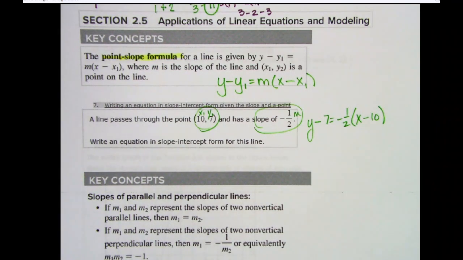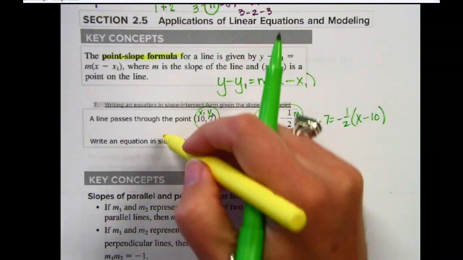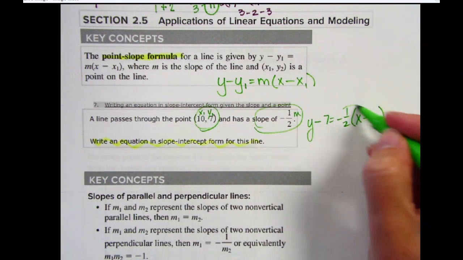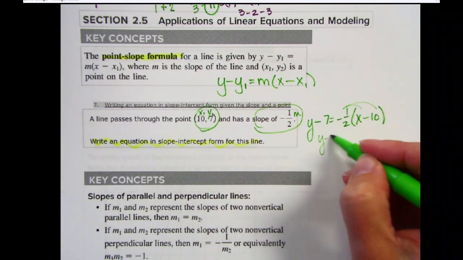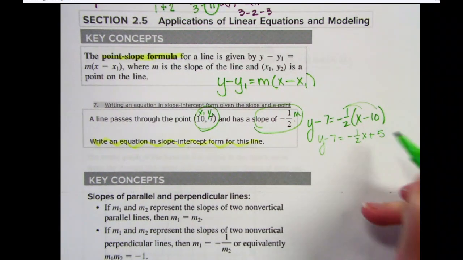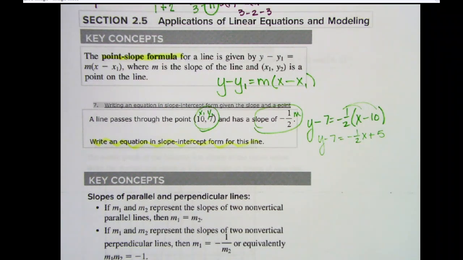Now if it asks for the equation of a line, you're done there. That is the equation of a line, but what does it say? Yeah, so if it wants it in slope intercept, we are going to have to solve for y. So we'll distribute. And then to get that y alone, add 7? Yep.